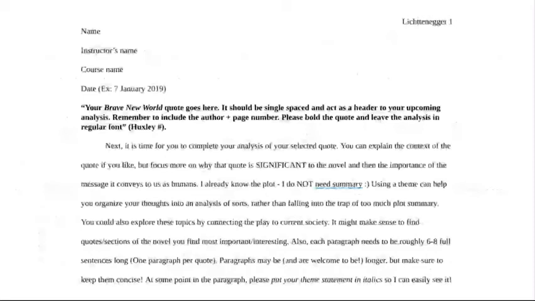And then I'm also thinking about how that theme connects to the importance of the human experience, right? Each paragraph should be roughly 6 to 8 full sentences, 1 paragraph per quote. They can be longer. They may be longer. That's totally up to you. But just make sure that you're being concise. And at some point in your paragraph, put your theme statement in italics so that I can see it.